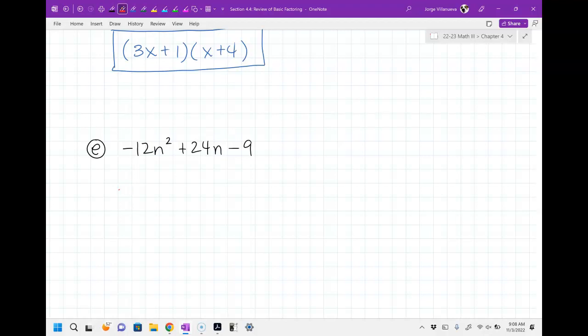So look, I'm going to take out a negative 3. And that's going to leave me with, they don't have any letters in common all the way through, so I can't take out a letter. This will be 4n squared minus 8n plus 3. And I'm only going to focus on factoring this. Only that. The negative 3 will still be there at the end with my answer, but I'm only going to focus on the thing inside.